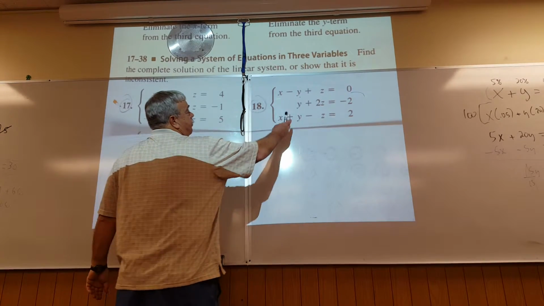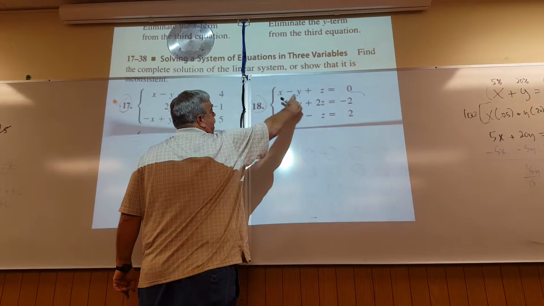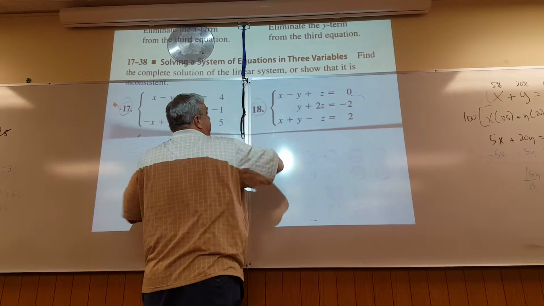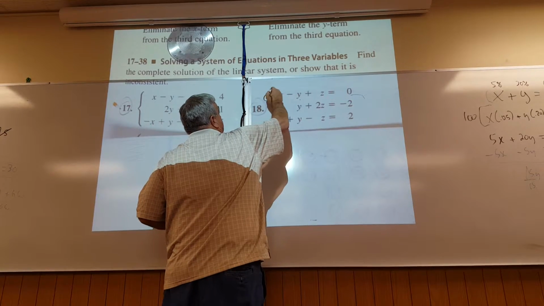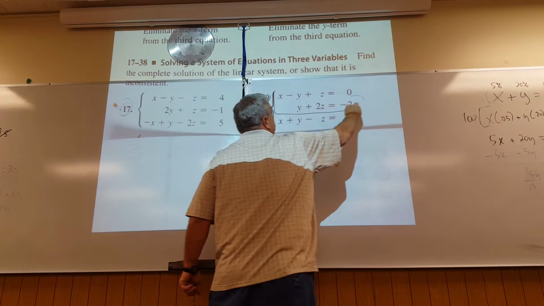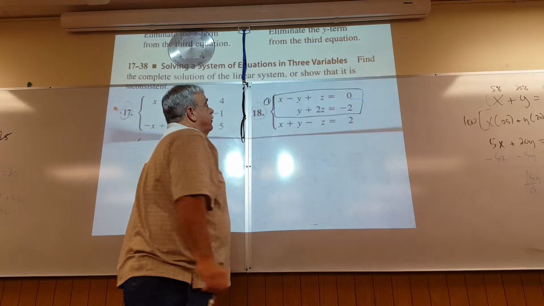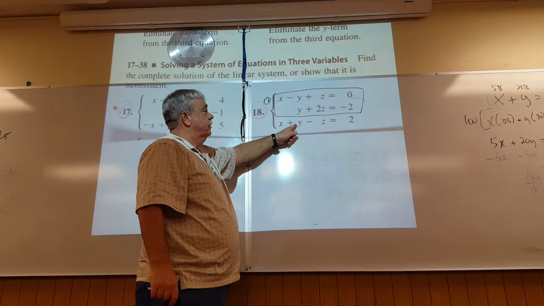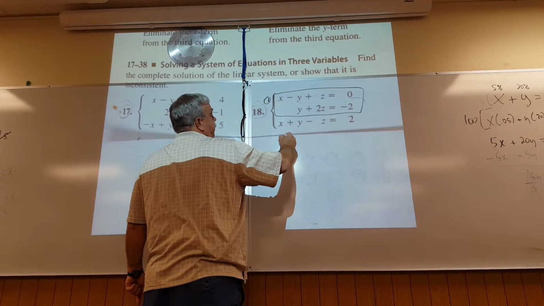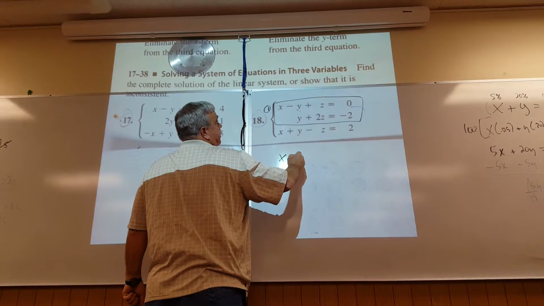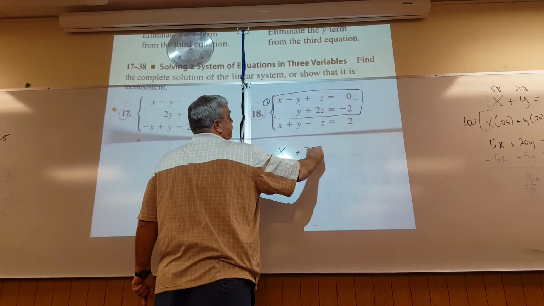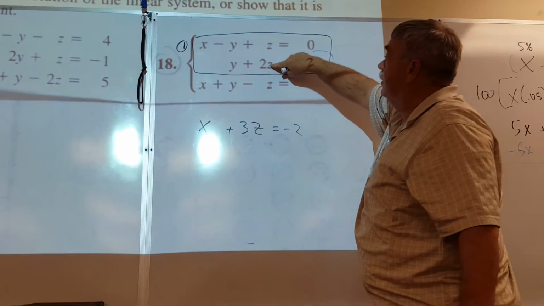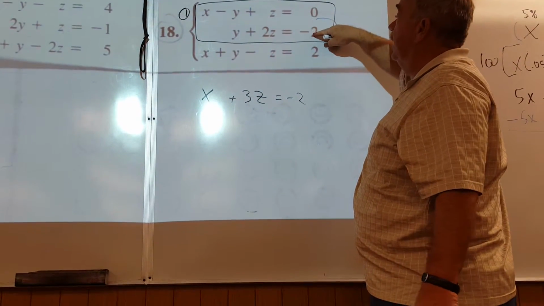Now, what I'm looking at is this y is opposite these two. So if I add equation 1 to 2, if I add those two together, the y goes out, and then I add this one to this one, the y goes out. All right, so if I add these two together, I get x plus 3z equals negative 2. So the y's went out, z plus 2z, and 0 plus negative 2.